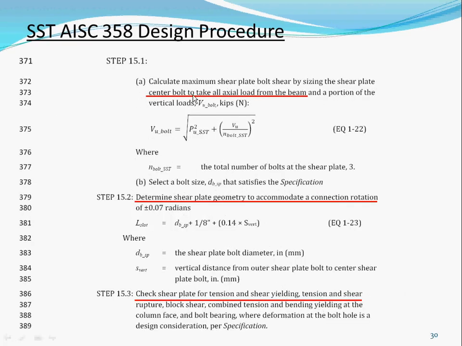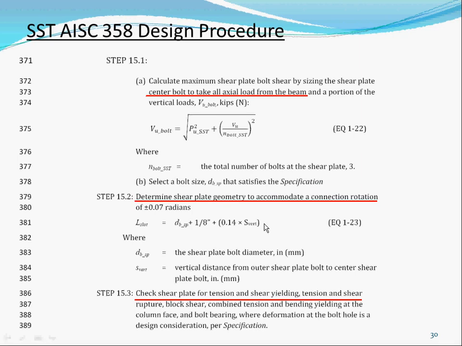So here is the VU divided by the 3 bolts. The PU taken all by 1 bolt. So the center bolt, that's how much the center bolt has to be resisting. Okay, so we size that, and then to size the center bolt, we go to the specifications. So that's now sizing the center bolt for that. So with that, you have the center bolt.